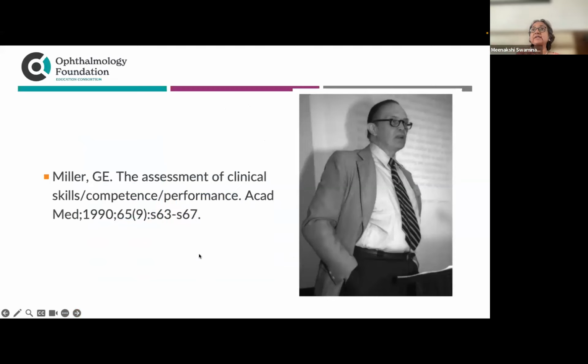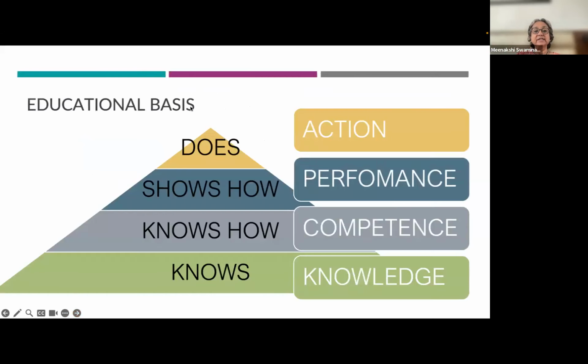The way we assess is actually built upon Miller's pyramid, the assessment of competence. So the educational basis is like this. When you test, if your resident knows something, then you're testing knowledge. If you're testing to find out if the resident knows how to do something, then you're testing competence. And if your resident shows how he or she does it, then performance is being tested. And finally, when they actually do it in the workplace, then that is action.